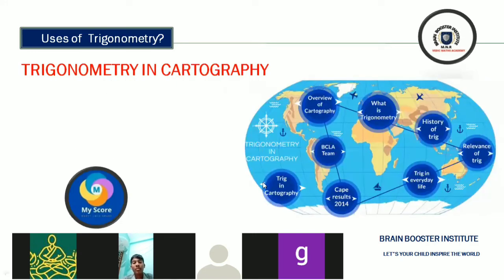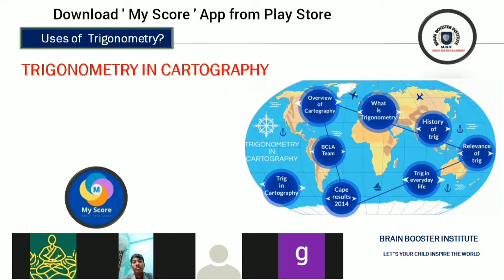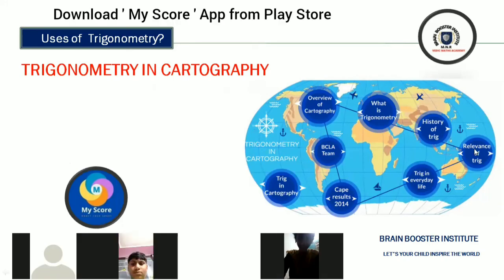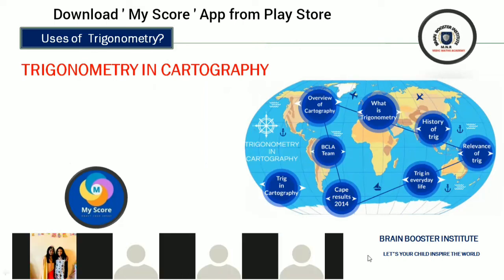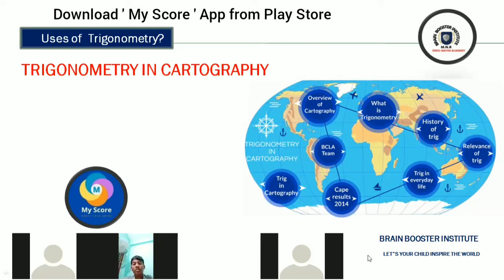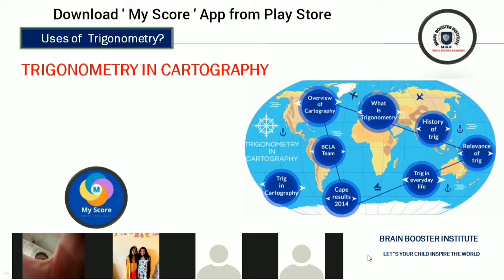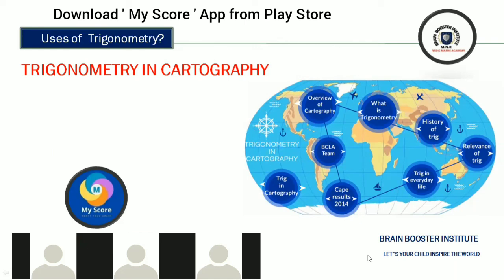And also trigonometry in cartography. Where do you see cartography, children? Tell me. Srinath, where do you see cartography? Do you know about cartography, Mr. Srinath? No, sir. Ritika? No, sir. Bhavyasri? No idea, sir. Anusri? I'm thinking, in the map, how to find, sir.